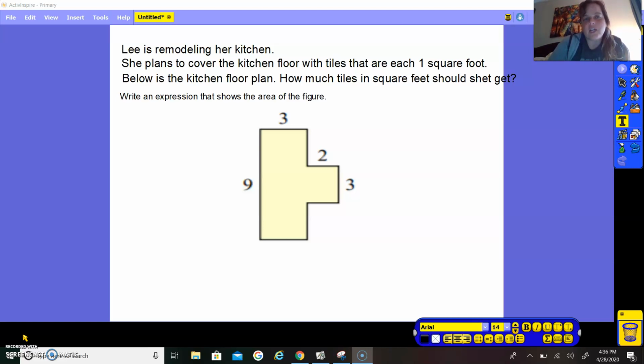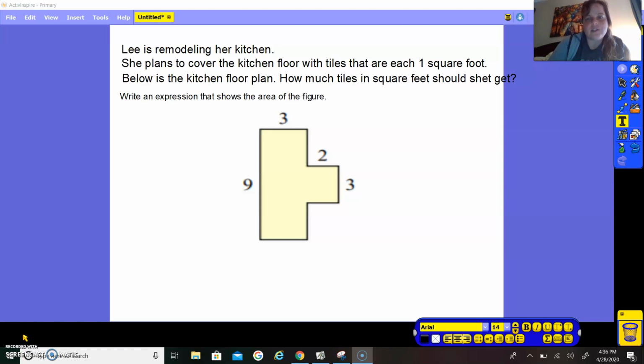Lee is remodeling her kitchen. She plans, and remodeling means that they're trying to make their kitchen look more presentable, I guess, like make it better. She plans to cover the kitchen floor with tiles, and tiles are those squares. For example, in the cafeteria of our school, when you're walking around the cafeteria, there's not carpet on the ground, there are tiles in the ground. So she plans to cover the kitchen floor with tiles, like what's in the cafeteria, but probably prettier, that are each 1 square foot.